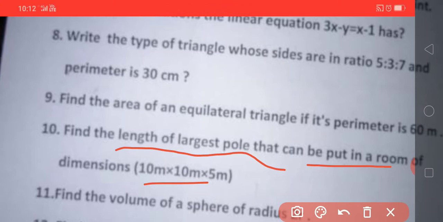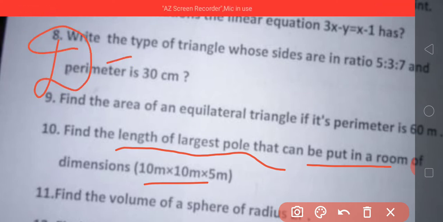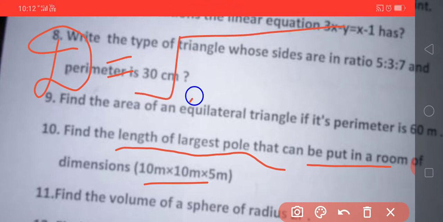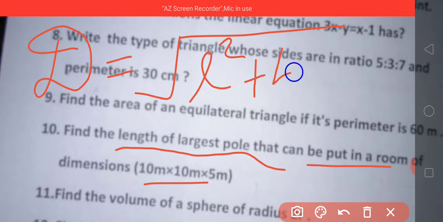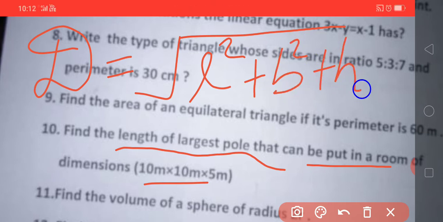Come to question number 10. Find the length of largest pole that can be put in the room of the dimension this. Okay, you have given the dimension of the room, and what is the length of the rod that we can put from the corner of the base to the corner of the roof. So it will be the diagonal of a cuboid, right? This is equal to, by the formula, L square plus B square plus H square.